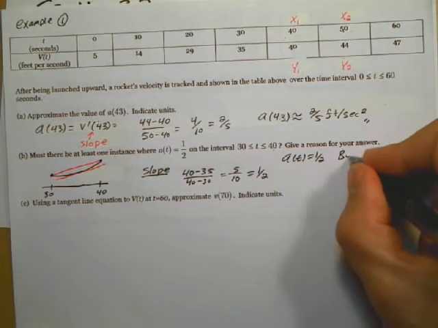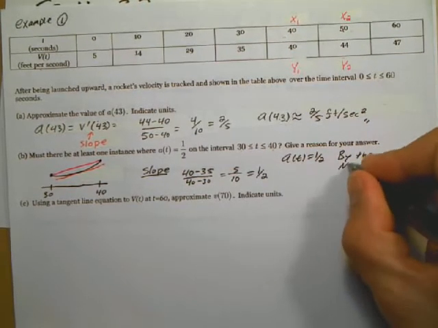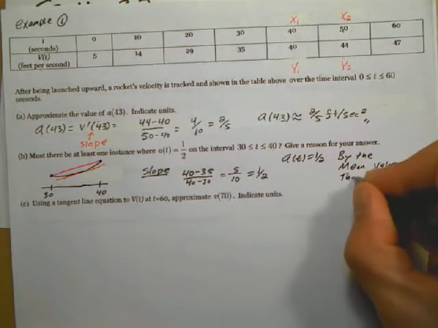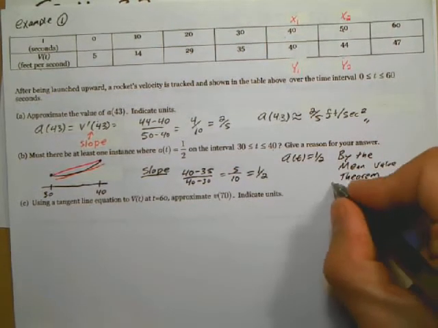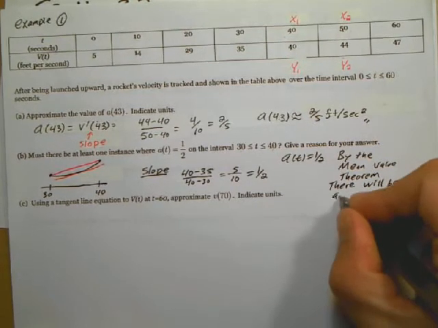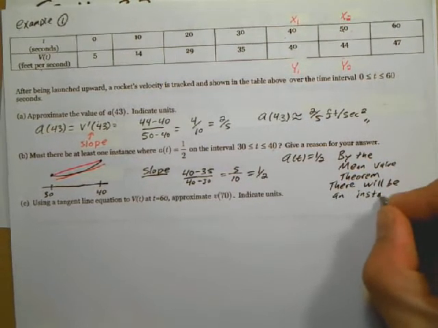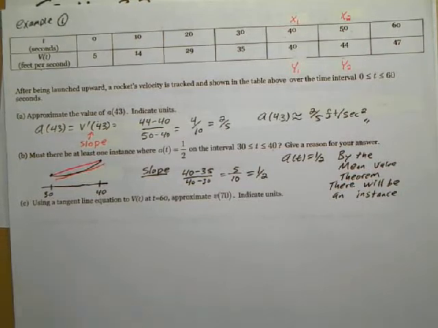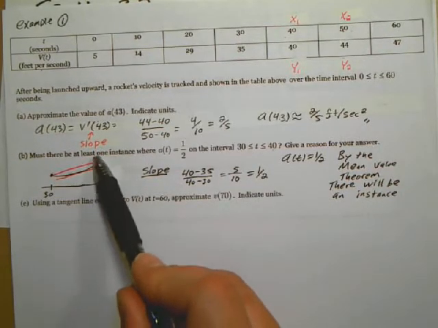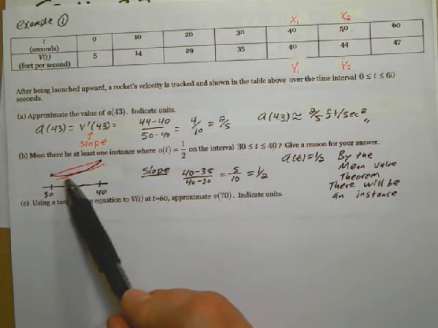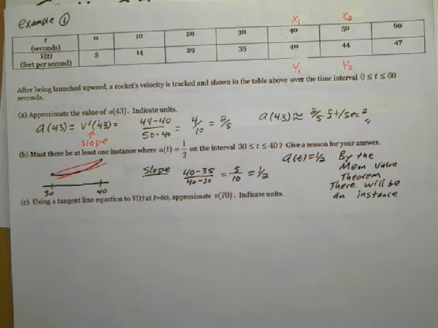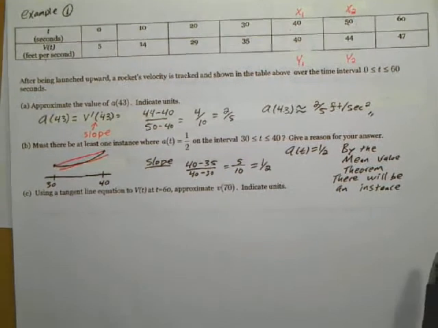a reason for your answer, by the mean value theorem, there will be an instance. This is basically saying we found the slope of the pink line that connects them, which is 1/2. So somewhere along the lines, the tangent line is going to have the same slope in between 30 and 40.